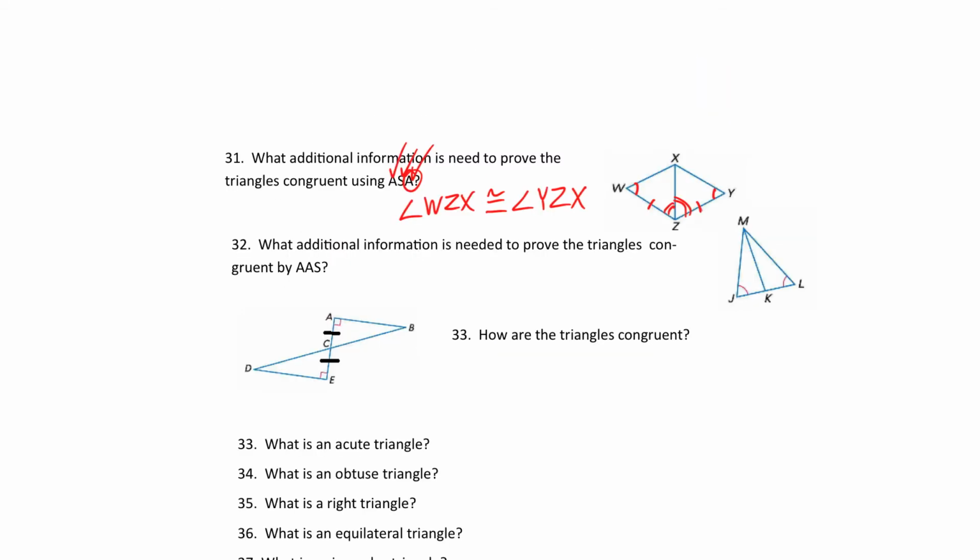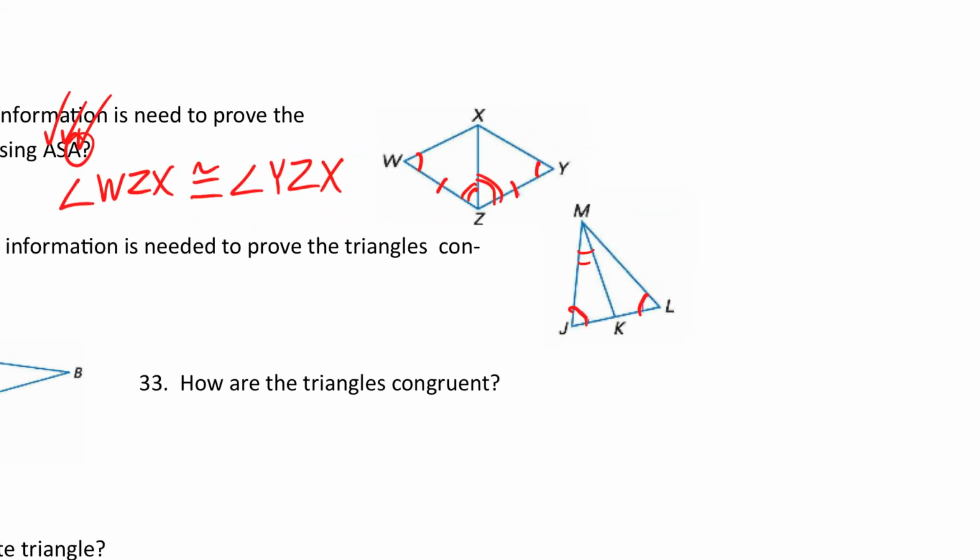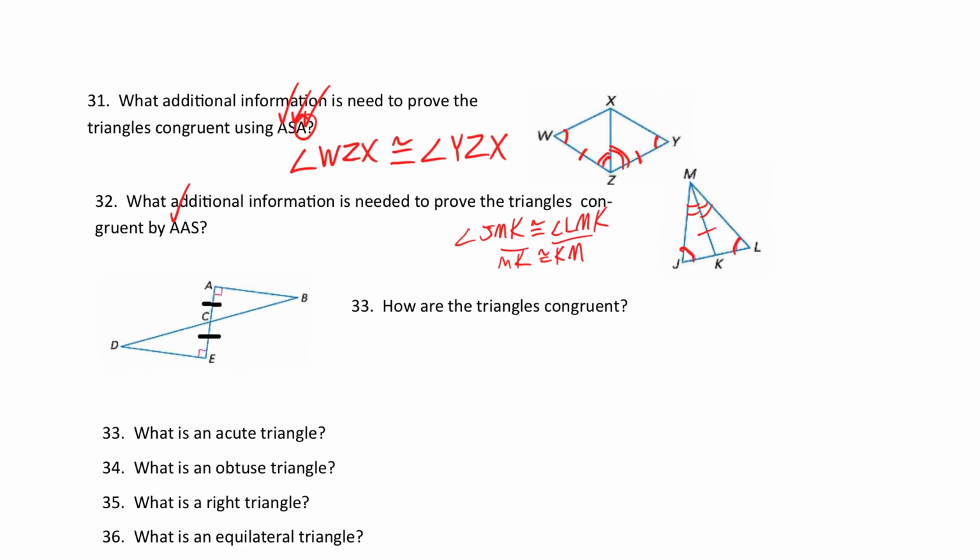So back to number 32. What extra information do you need for angle side? Well, we already know that those angles are congruent, so we're already there. All right, with that. So we need another angle, another side. So I need to know, like, this angle is congruent to this angle. So angle JMK congruent to angle LMK. And if this side is congruent to itself, which we really already know that because of the reflexive. This side is congruent to itself.